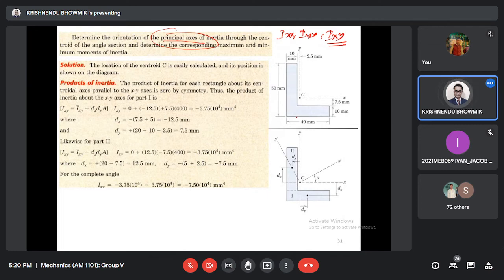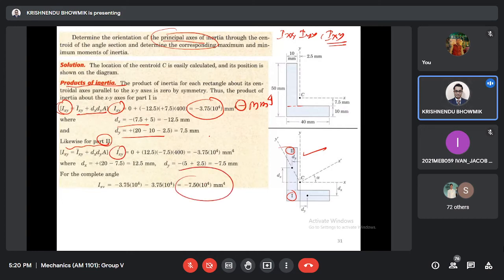For this one, we can divide the section into 2 parts, part 1 and part 2. For part 1, what is the product of inertia? Ixy equals Ixy about the centroid plus A times the distances. You can calculate the distances easily. Finally, you will get this value in millimeter to the power 4. It is negative here. Likewise, for part 2, Ixy can also be calculated, and the value will be this. So you have Ixy for part 1 and Ixy for part 2.